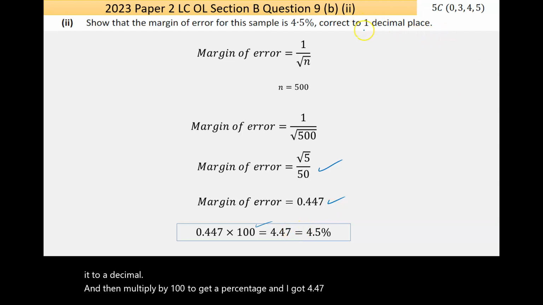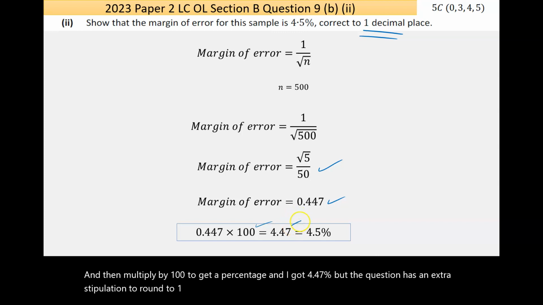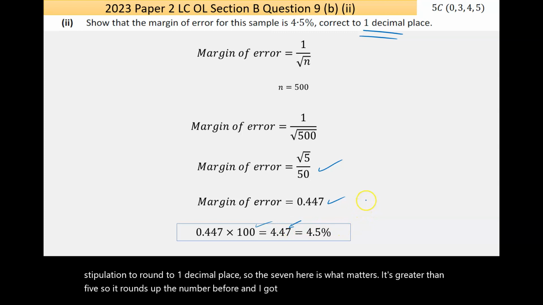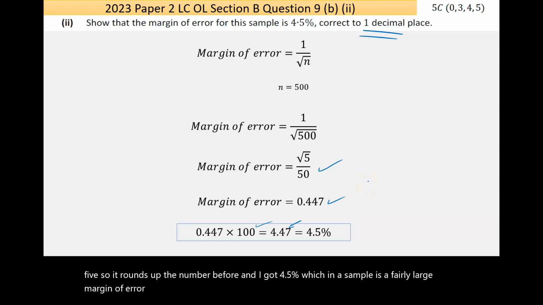But the question has an extra stipulation to round to one decimal place. So the 7 here is what matters. It's greater than 5, so it rounds up the number before, and I got 4.5%, which in a sample is a fairly large margin of error. You could be 4.5% overestimating or underestimating based on the randomness of the sample.